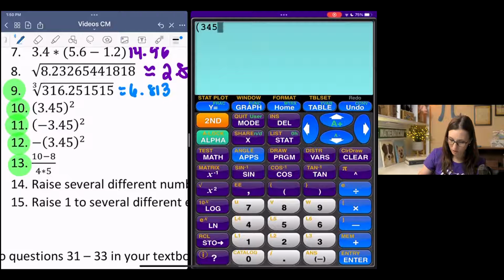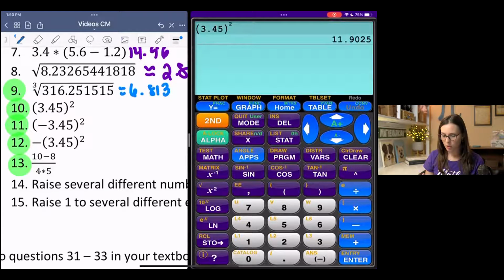3.45. Close the parentheses, square it. Oh, I typed it in wrong. 0.45, square it. Okay. Technically speaking, since it's a positive number, we don't need those parentheses because it's not really going to change what's going on, and I'll show you that. But for the sake of this problem, since it already has the parentheses there, we're just going to leave it.